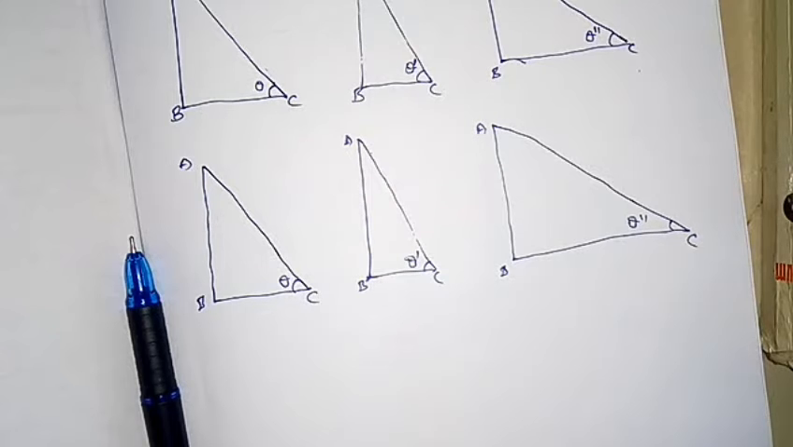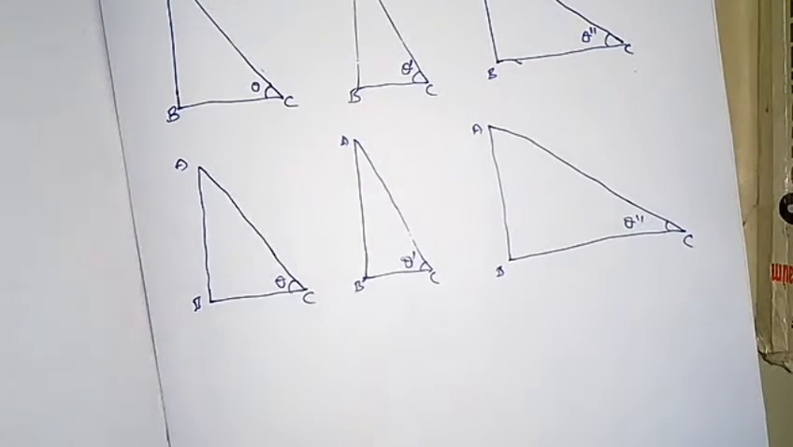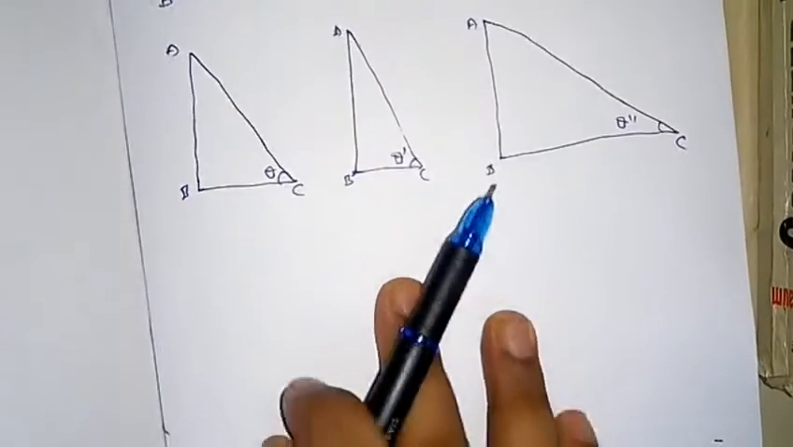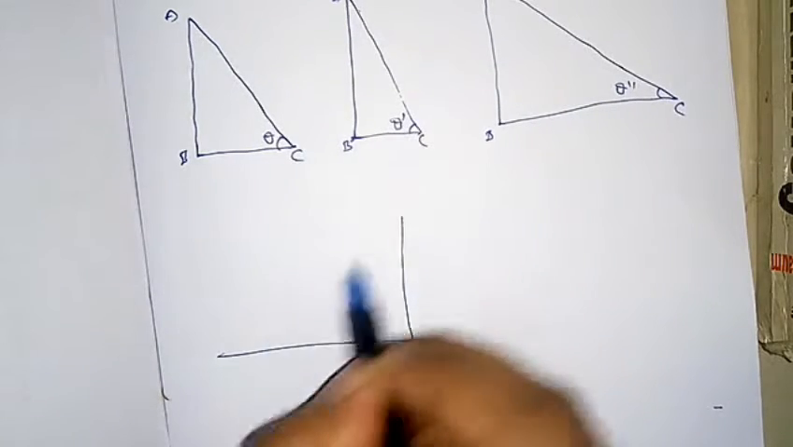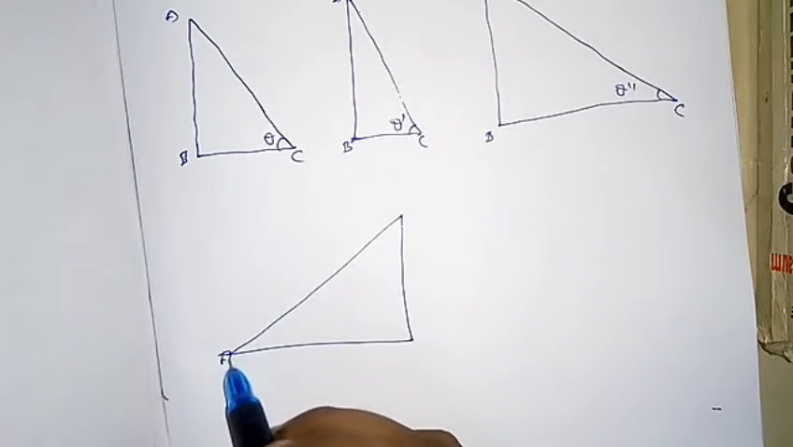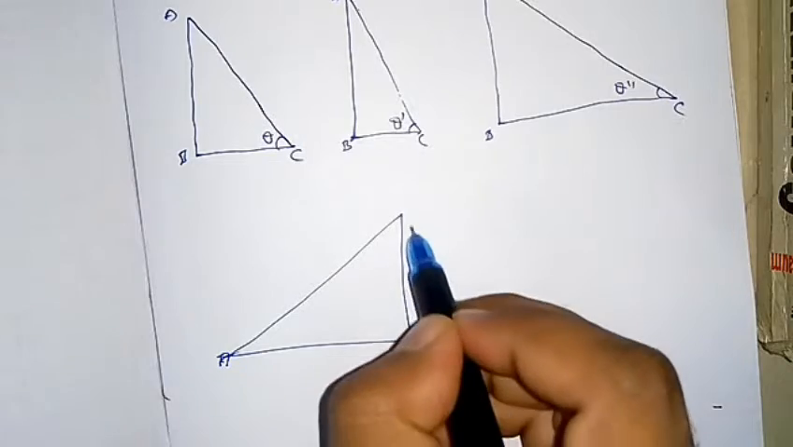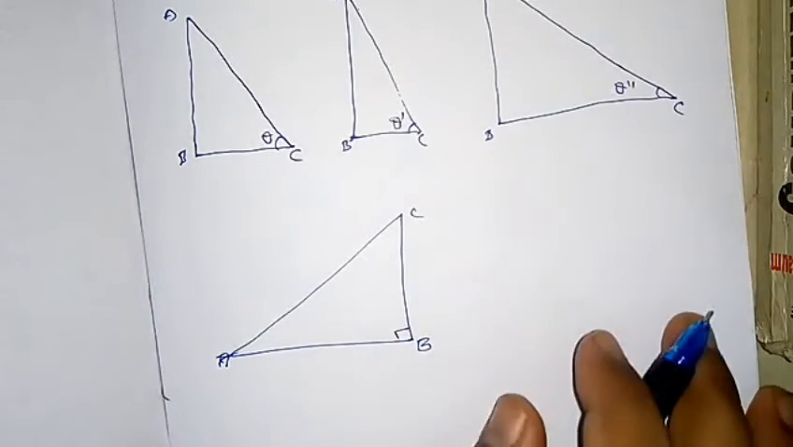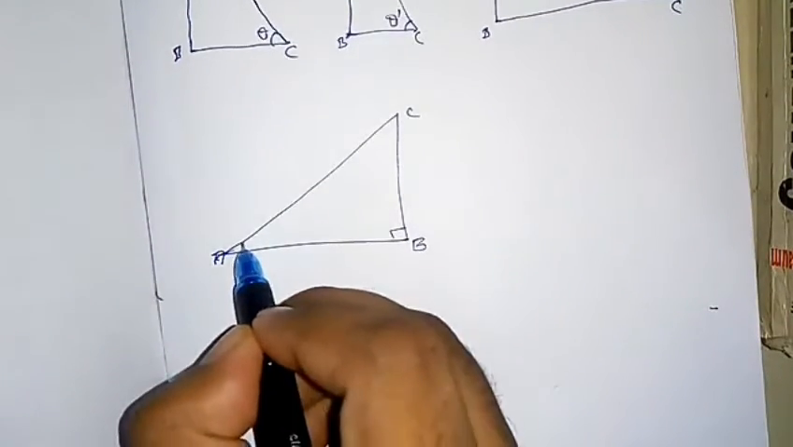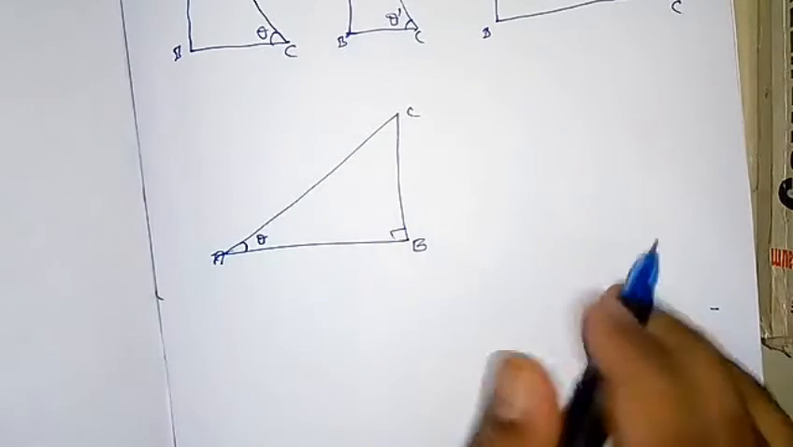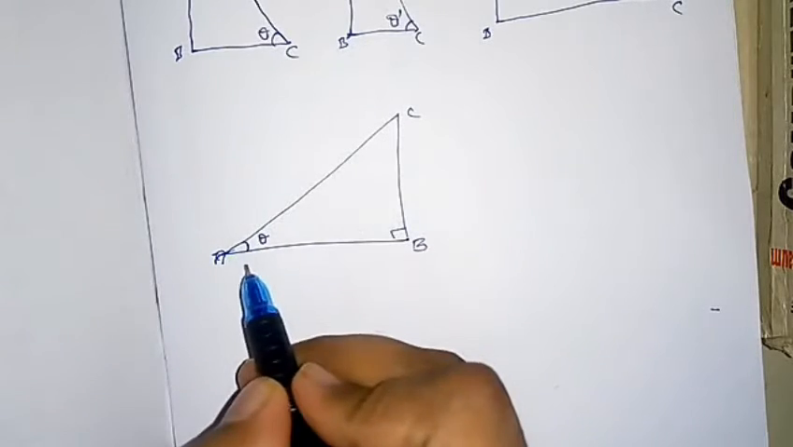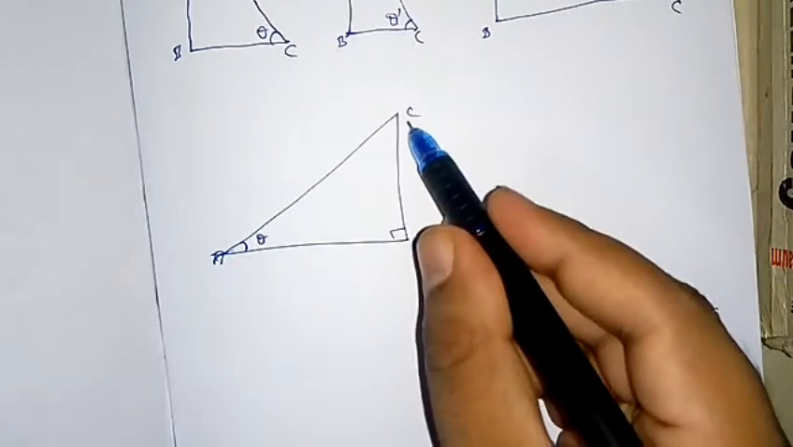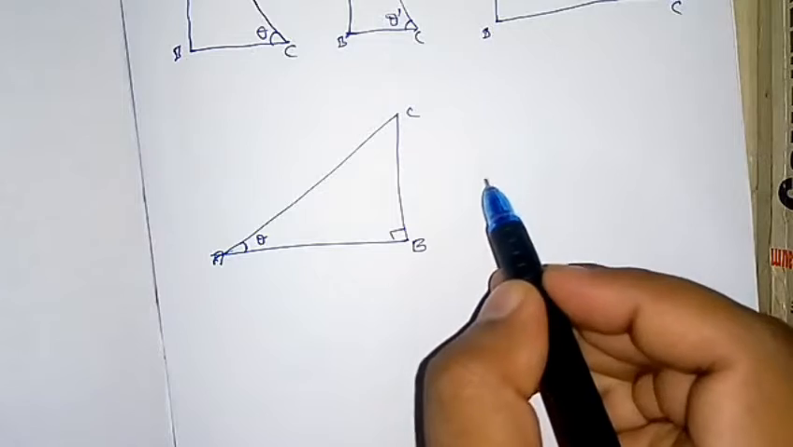Now let's define sides in a right triangle. Trigonometry deals only with right triangles. So take a right angle triangle A, B, C. B is a right angle, 90 degrees, and angle A is, assume, theta. Now the naming convention: to this angle theta, this is the opposite side. BC is the opposite side.